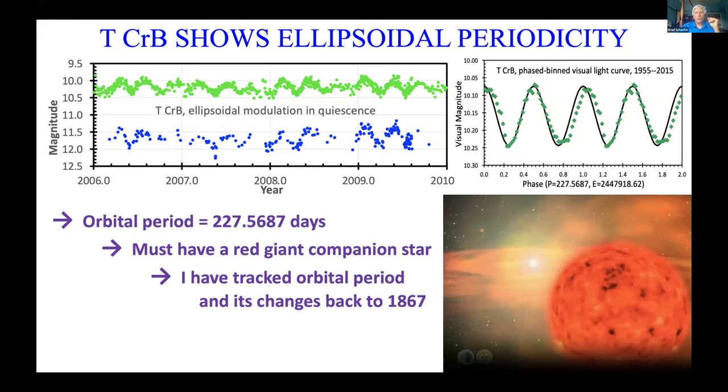Now, to get an orbital period this long, to have the companion star be large enough, the long orbital period means you have to have a very wide orbit.